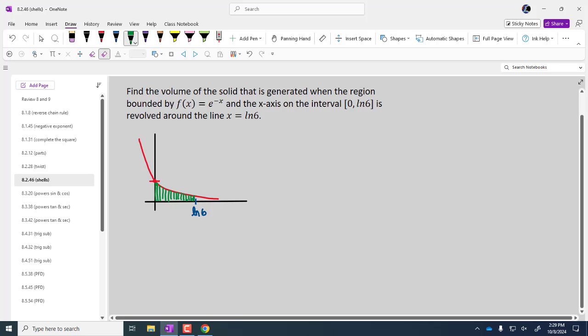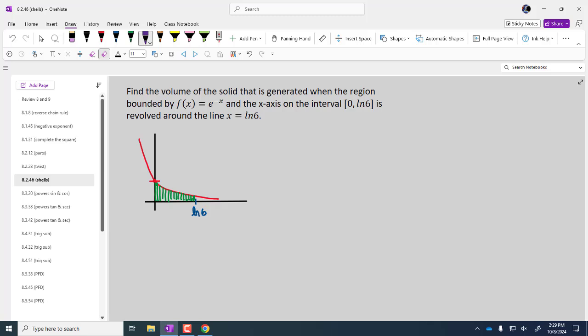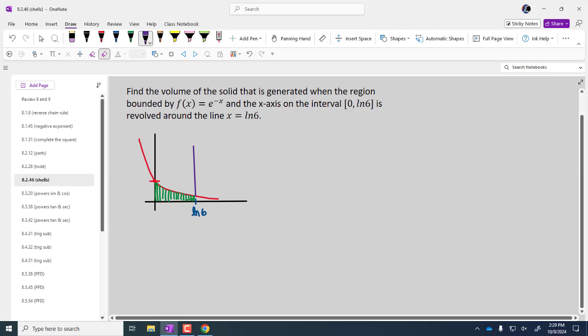All right, so there is our region that is going to be rotated around the line x equals natural log of 6. It's not mumbo jumbo, I promise you. So we are rotating around this line. Everyone okay with the region that we're rotating? We're going to rotate it around and create a little bowl with a flat bottom.